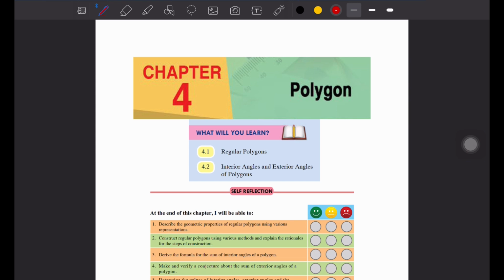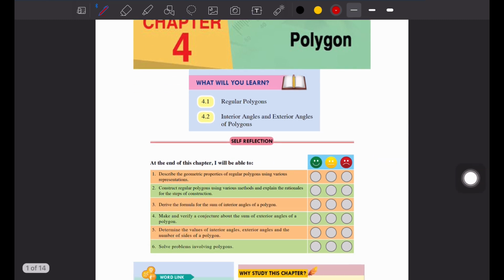So for this week, we are going to look into the new chapter, which is chapter 4, Polygon. In this chapter, you will basically learn two things. The first one is subtopic 4.1, regular polygons. You will learn all about the characteristics, how you can identify regular polygons, and also how to draw a regular polygon. And for 4.2, you will learn about interior angles and exterior angles of polygons.